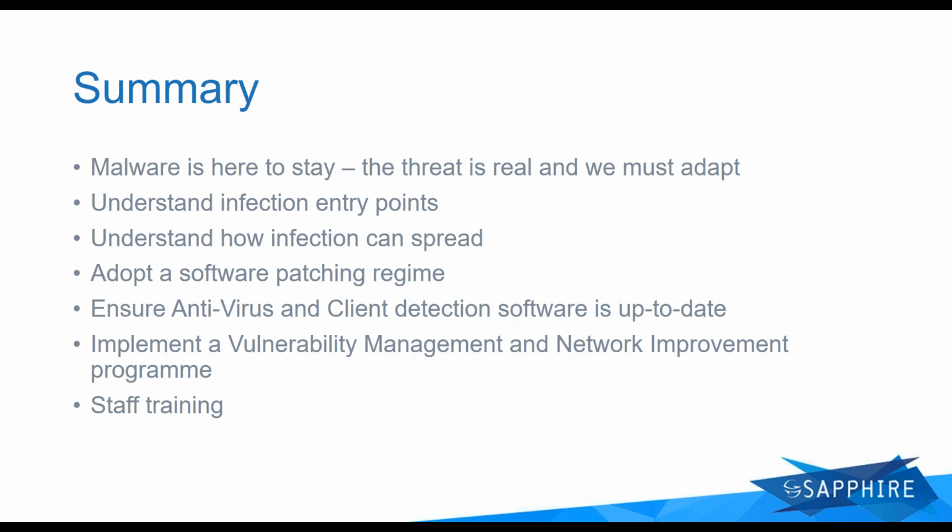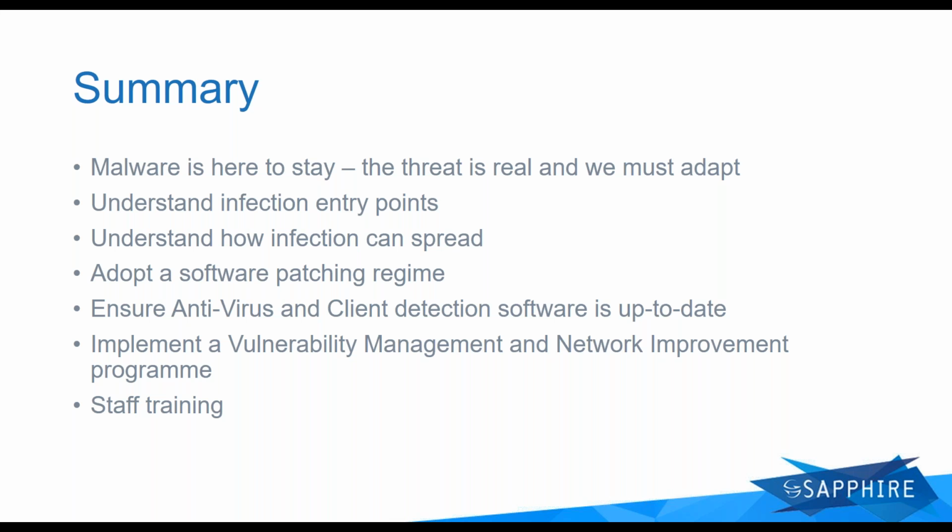So just to summarize towards the end of this, malware's here to stay. There's no getting away from it. The threat is real. We've got to adapt as network security teams. We've got to make sure that we know and understand everything. We need to understand our infection entry points. Now, whether that infection point is internet-facing servers, whether it's traveling laptops, for example, whether it's mobile phones coming in and joining our Wi-Fi, we need to understand those entry points and also understand how infections can spread.